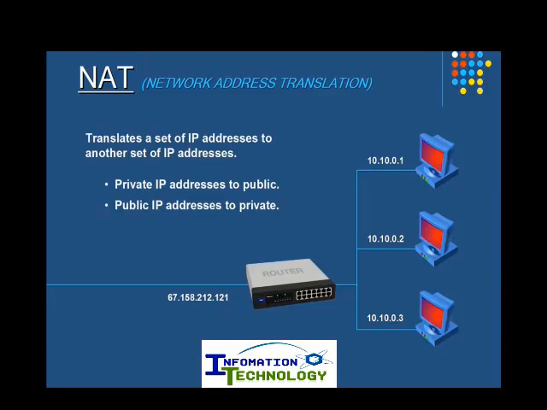So for example, here we have a private network, and it's using a set of private IP addresses internally. Over here we have the router with its public IP address, and this router is running the NAT service. If a computer in this network wanted to communicate over the internet, it needs to translate its private IP address to the internet's public IP address.